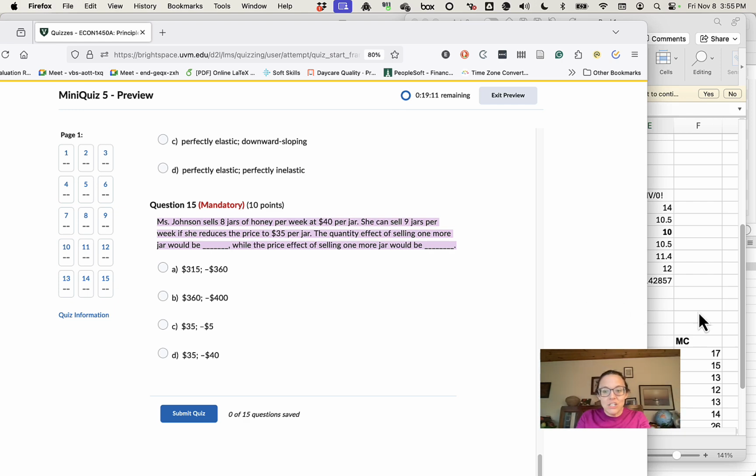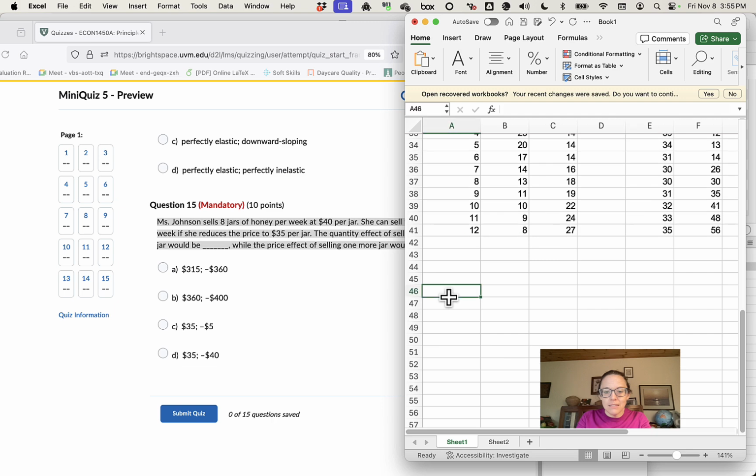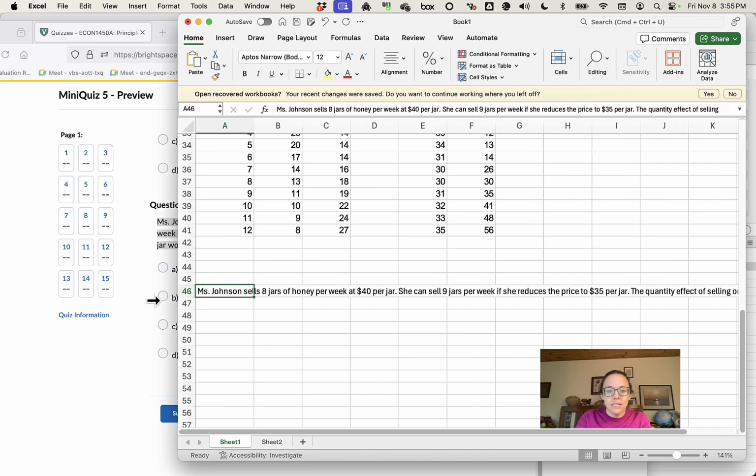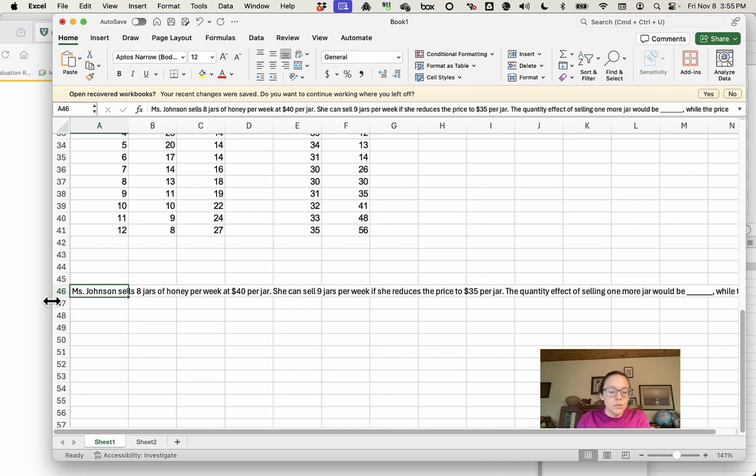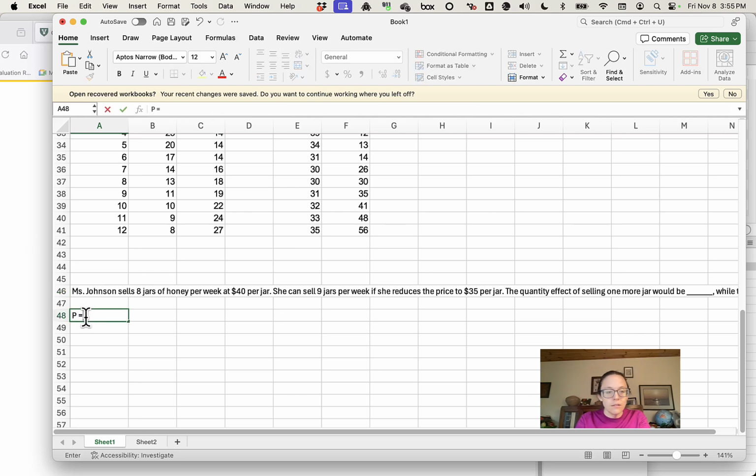So essentially, I'm going to paste it over here just because I think it makes things a little bit easier to see. But we have Ms. Johnson, and she is selling 8 jars of honey at $40 per jar. And if she reduces the price to $35, she can sell 9. So essentially, there's 2 worlds. There's world 1, which is the $40. And in this case, she sells 8 jars for $40. And when the price is $35, she sells 9 jars times 35.